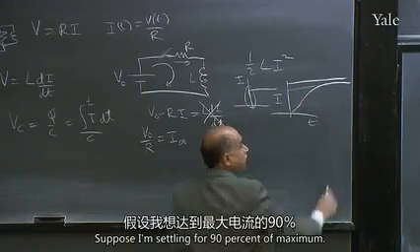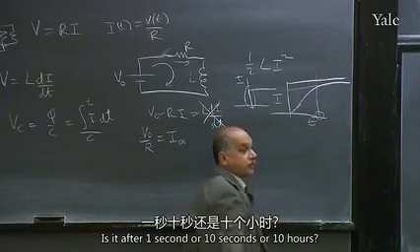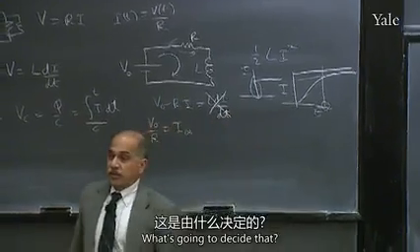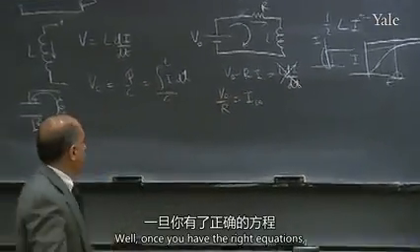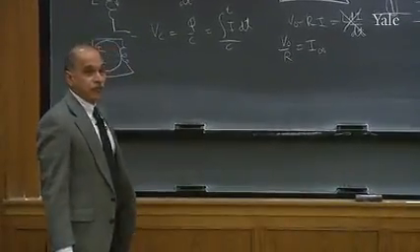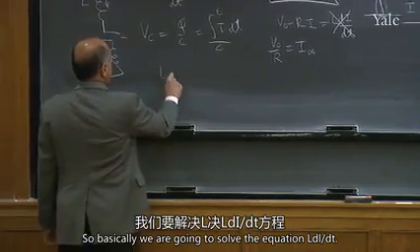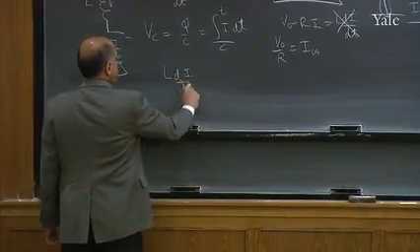Suppose I'm settling for 90% of maximum. When does that happen? Is it after 1 second or 10 seconds or 10 hours? What's going to decide that? Well, once you have the right equations, you can figure everything out. So we're going to do that. So basically, we're going to solve the equation for L di/dt.